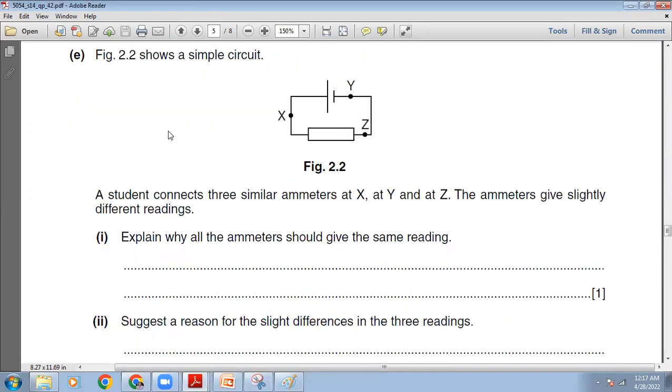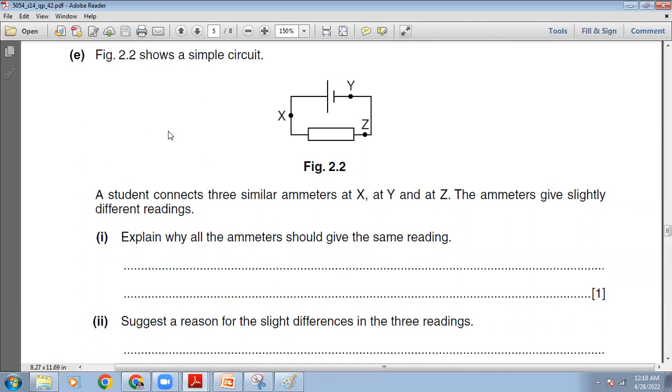Figure 2.2 shows a simple circuit. A student connects three similar ammeters at X and Y and at Z. The ammeters give slightly different readings. Explain why all the ammeters should give the same reading. You see, there is only one path for the current from the positive terminal of the battery to the negative terminal of the battery.